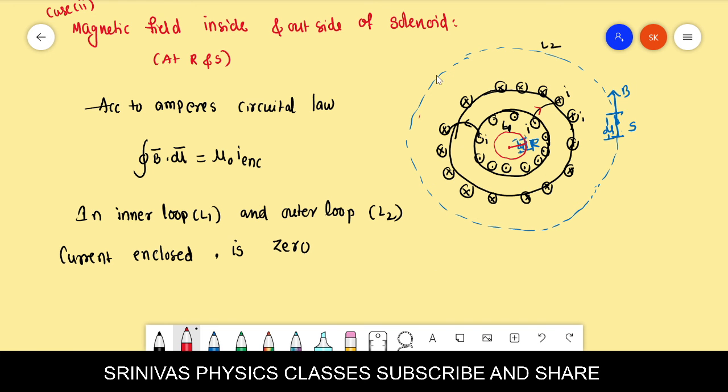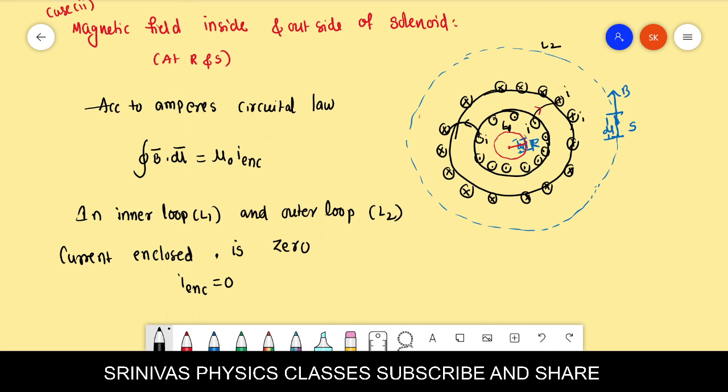What about this outer loop? In that, current is there. Here outward current is there, here inward current is there. If inward is positive and outward is negative, then the total is 0. Here also inward, outward, total 0. Inward positive, outward current negative. That's why in this outer loop also the current is 0. So in both loops the enclosed current is 0.